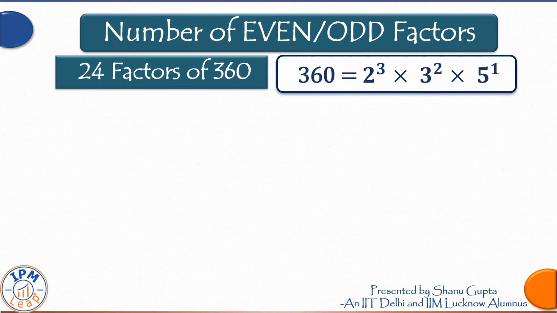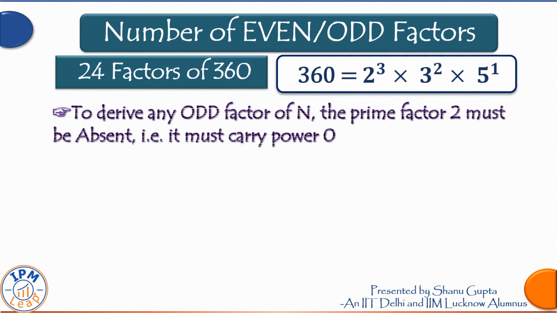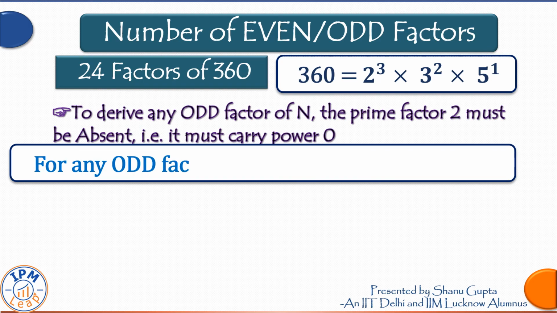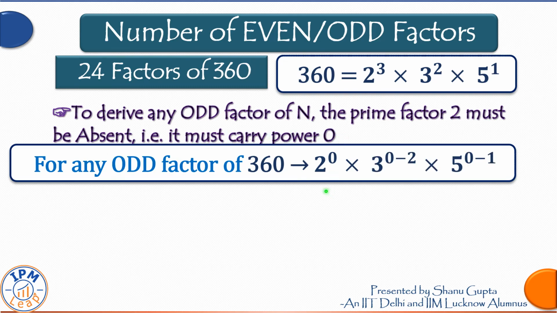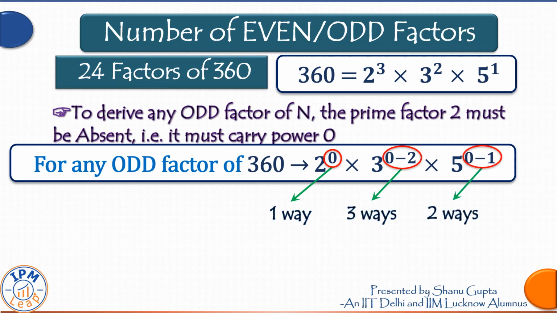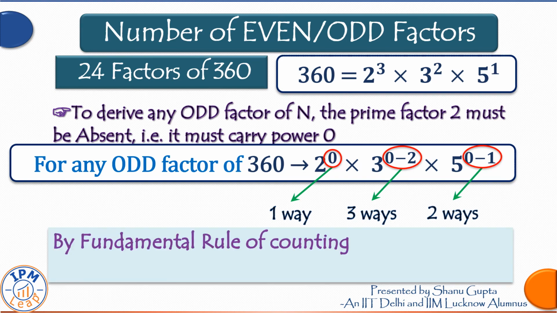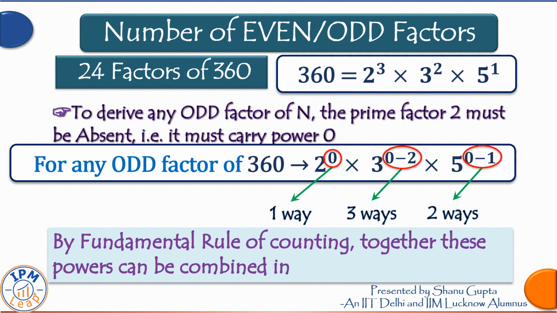Now, if they ask us the number of odd factors, the logic is again very simple. In any odd factor of n, the prime factor 2 must be absent. That is, 2 must carry the power 0. Power of 2 can be chosen in only one way. Power of 3 can be chosen in 3 ways as in earlier cases, and power of 5 can be chosen in 2 ways as we saw in earlier cases too. So by the fundamental rule of counting, together these powers can be combined in 1 into 3 into 2, that is 6 ways.